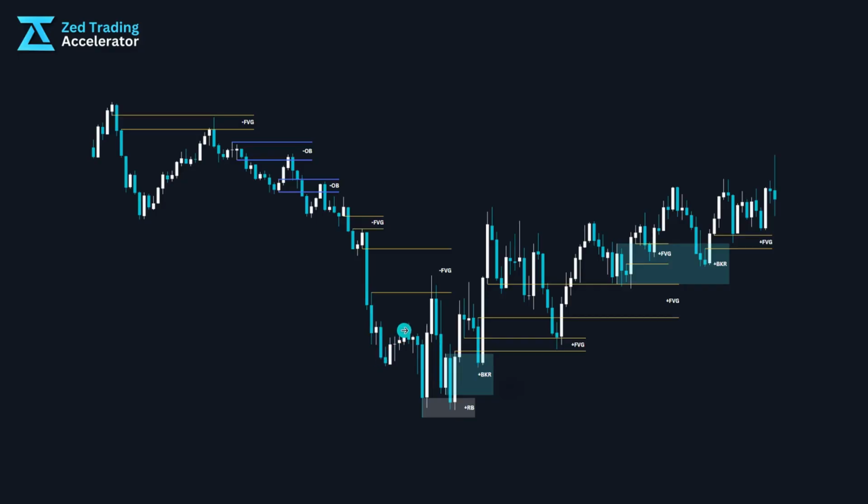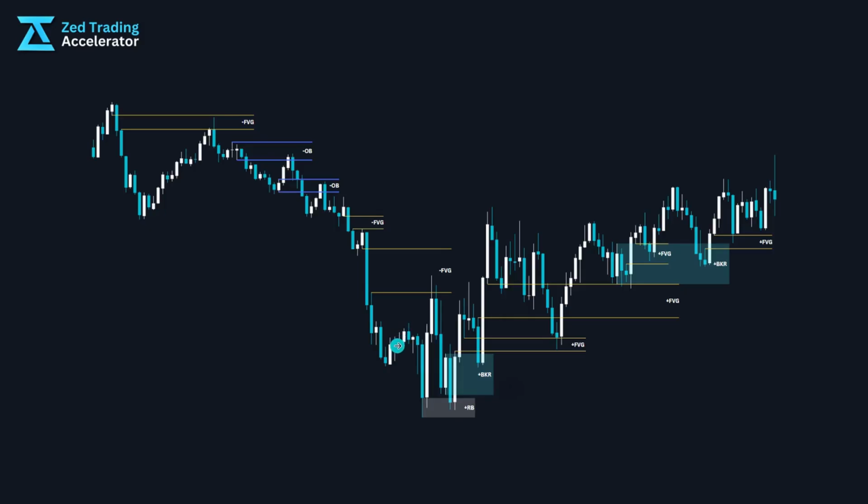Right here, price consolidated a bit, but still it respected PD arrays. This is why PD arrays are very important. This is why mastering PD arrays is very important. Because if you see how price reacts to and respects those PD arrays, you can determine right away if the price is going to continue or if it's going to reverse.